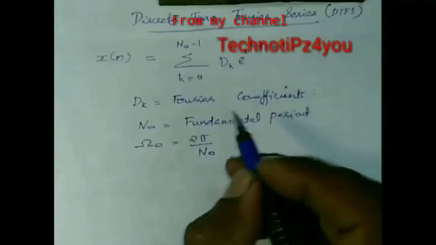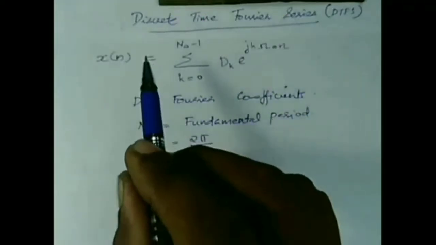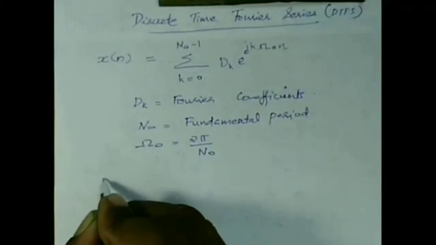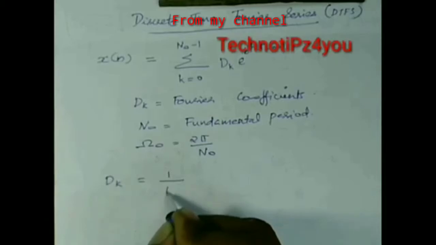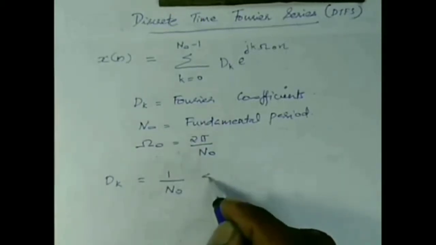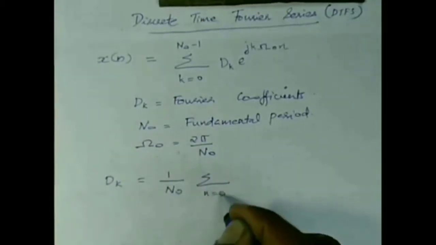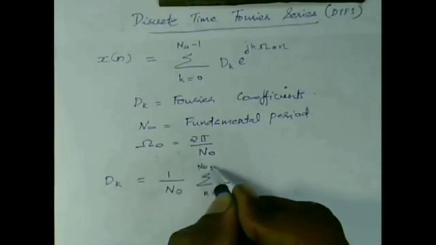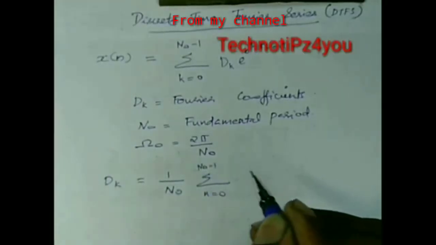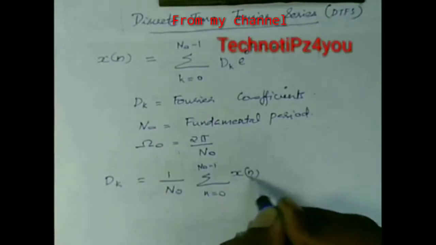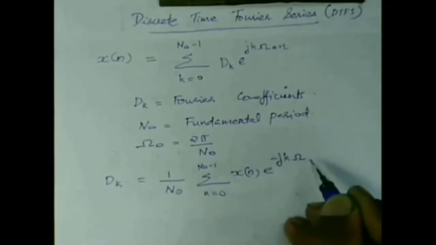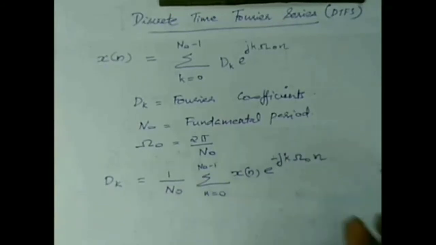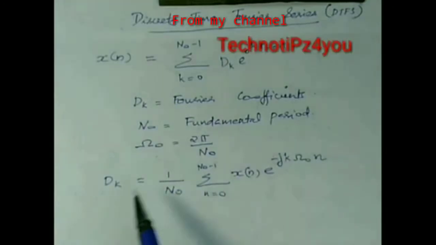The Fourier coefficients can be expressed using this equation: d_k is equal to 1 by N0 sigma n equal to 0 to N0 minus 1 x of n e raised to minus j k omega 0 n. This is the equation for the Fourier coefficient d_k.